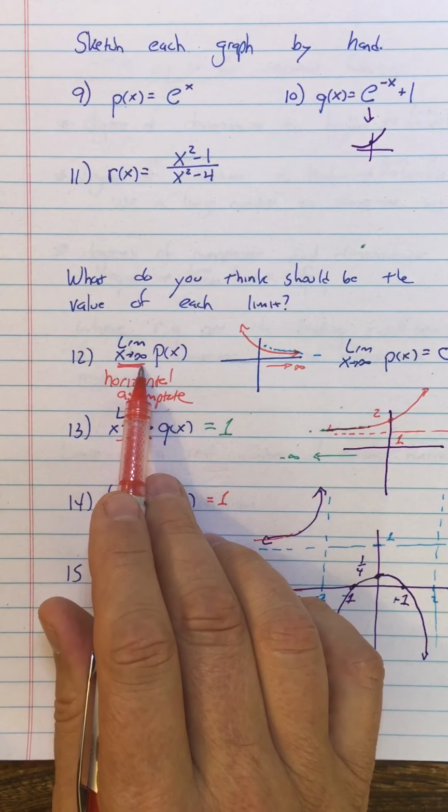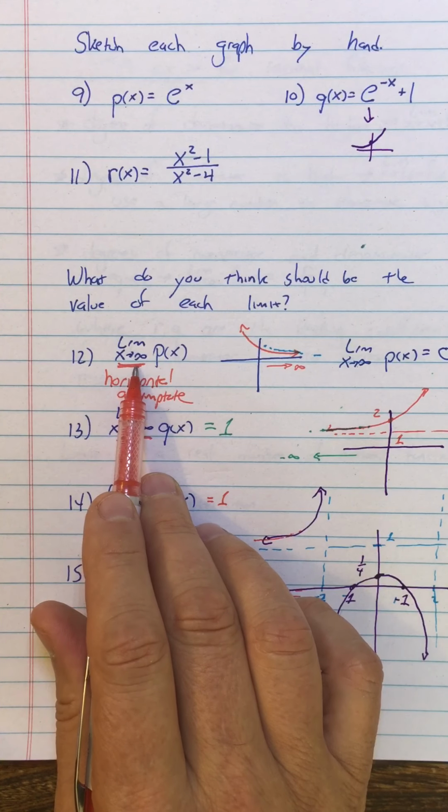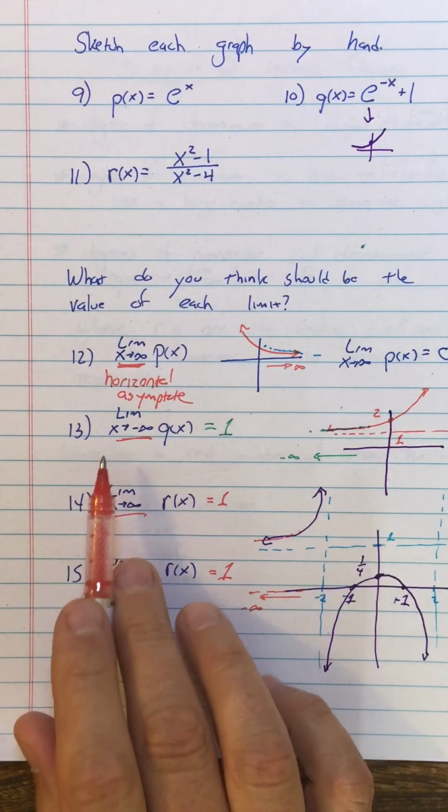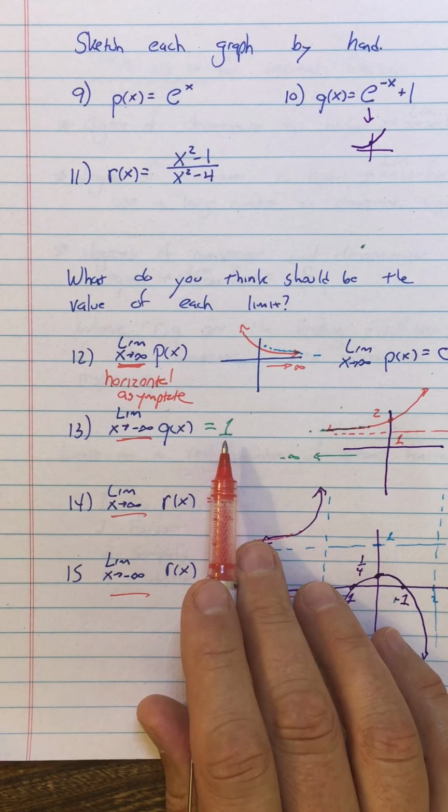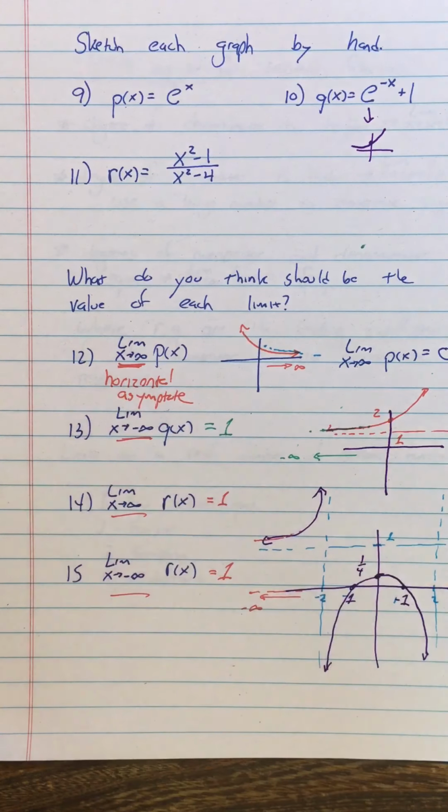Now, when I'm looking at a limit as x approaches infinity, so we say the limit point is infinity, then I'm looking at a horizontal asymptote. So if the limit point is infinity and the limit value is a real number, then I'm looking at a horizontal asymptote.